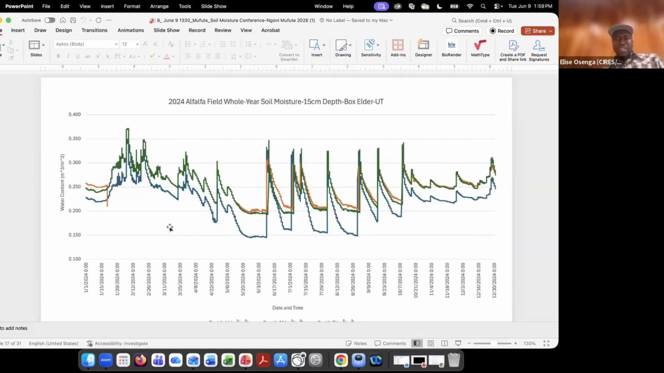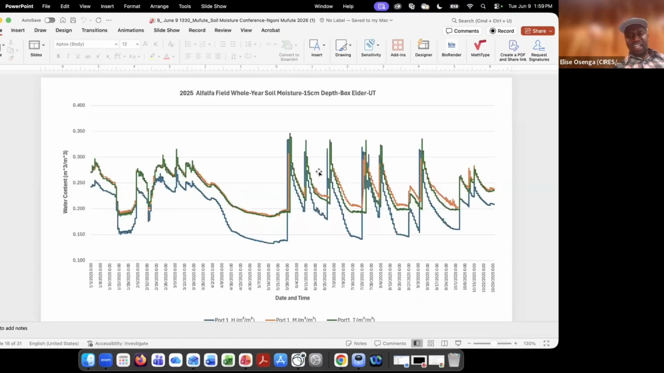So this is the 2024 whole year soil moisture. In Utah, we can't farm in winter. There will be snow, so they normally farm right now until the end of October. So here again, you can identify the irrigation events in this stage.